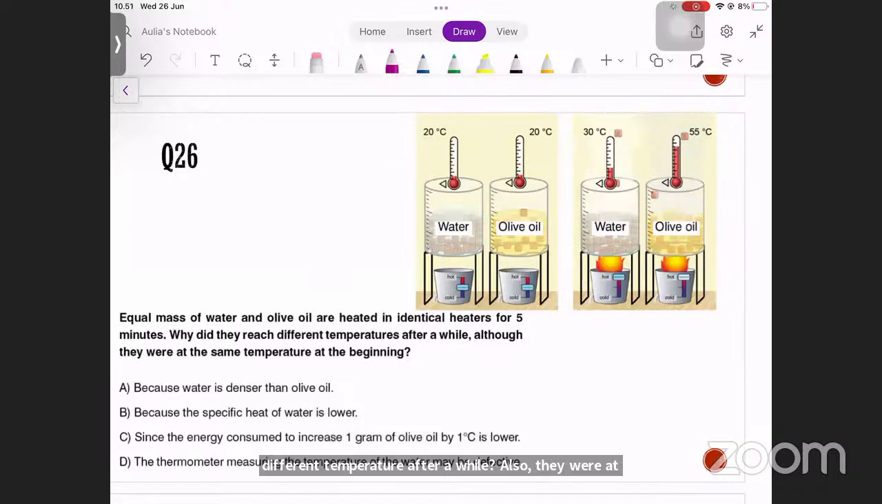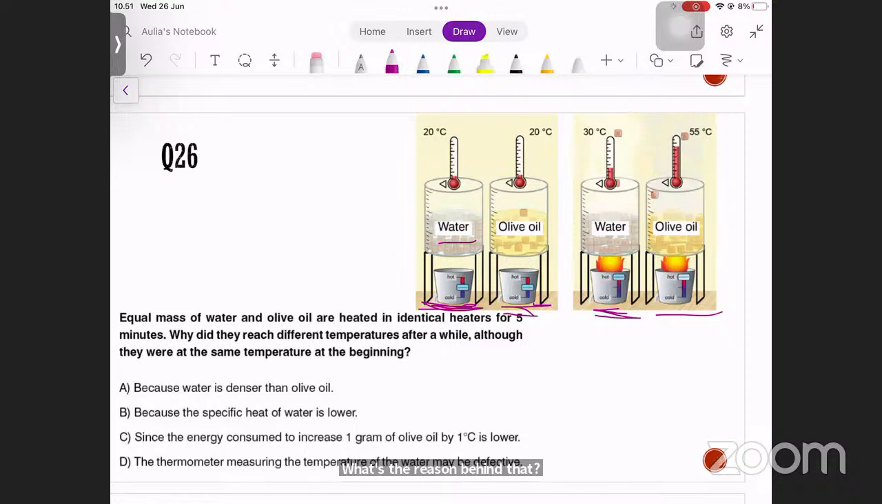So look, everyone, for the water, the left one is before the heating process, and the other is after the heating process. The same for olive oil. But they have a kind of difference. After the heating process, the temperature of olive oil is higher than water. Now you have to analyze what's the reason behind that.